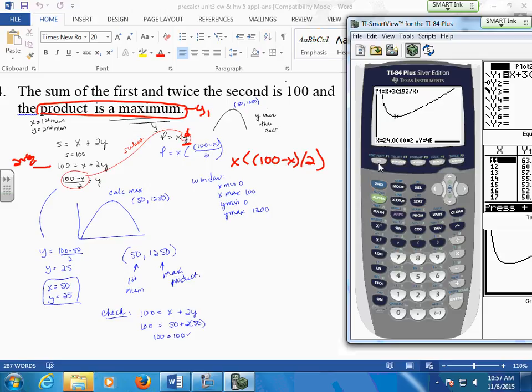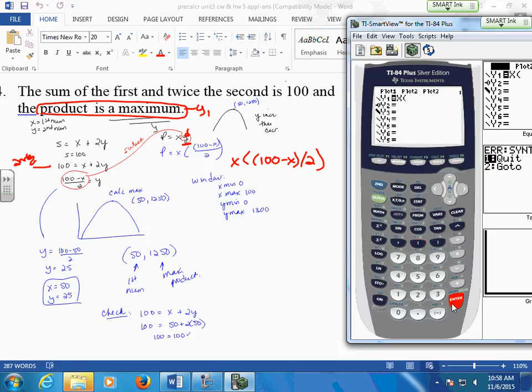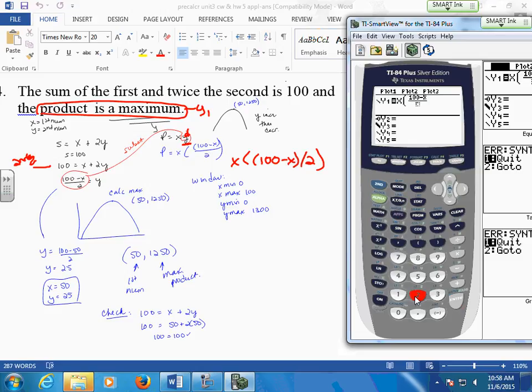So let's put this in. And again, I don't think I have an alpha y equals on this. I might. If I do. Okay, so let me just clear this first. You got it? It was probably your parentheses, right?